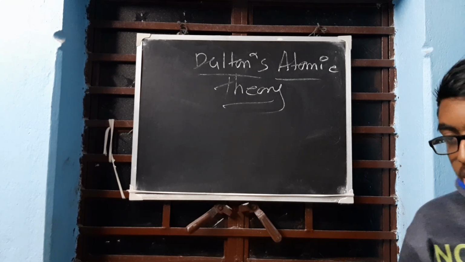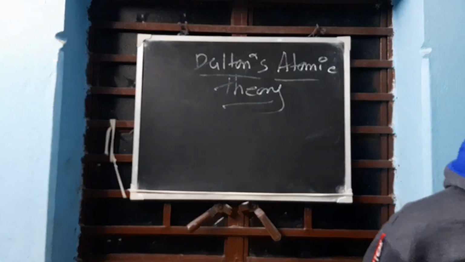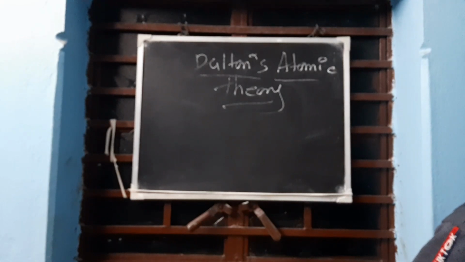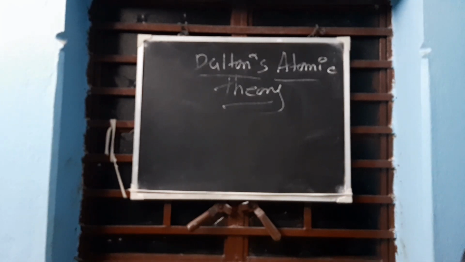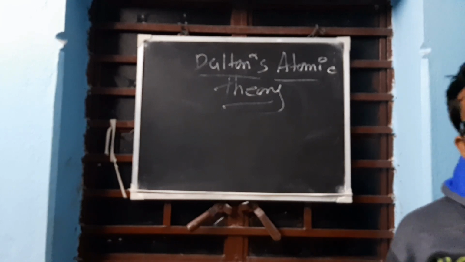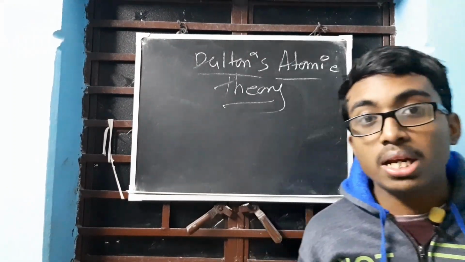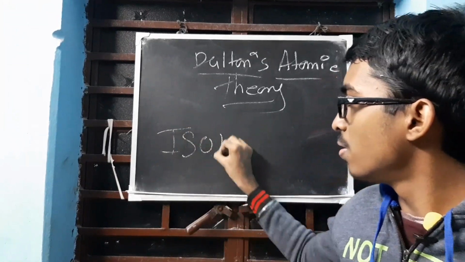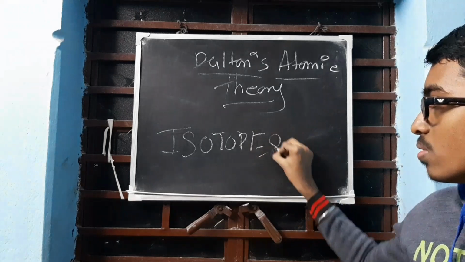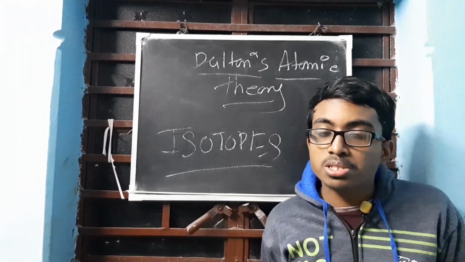What is the current position of Dalton's atomic theory? Very few of the postulates are still holding true. The postulate that is holding true is that atom is the smallest particle which cannot exist in free state. Then the second postulate states that atoms of an element in all respects are identical, but it is not true. Why? Due to this term. What is this? Isotope.